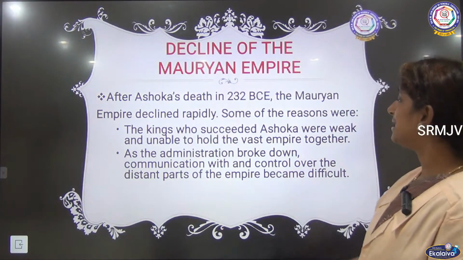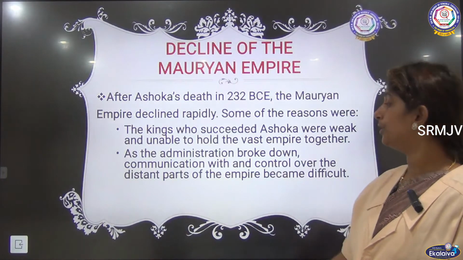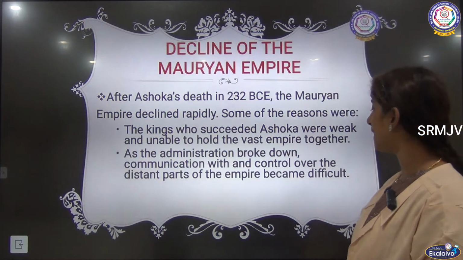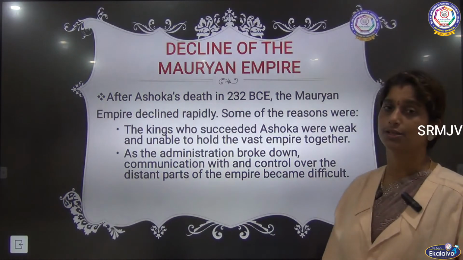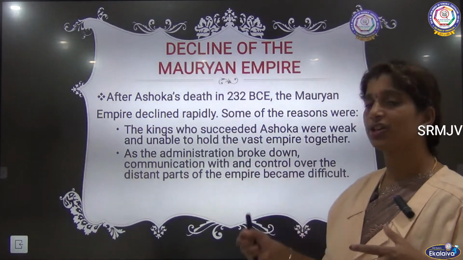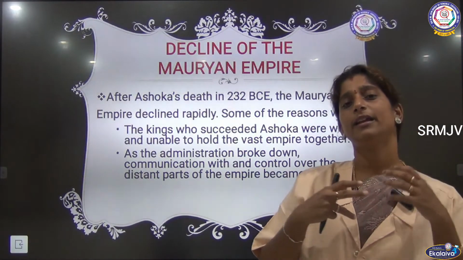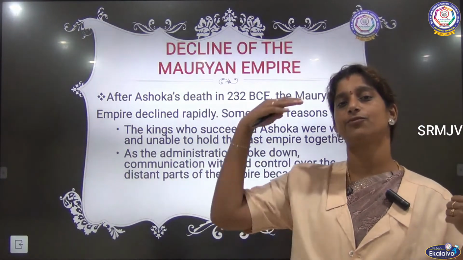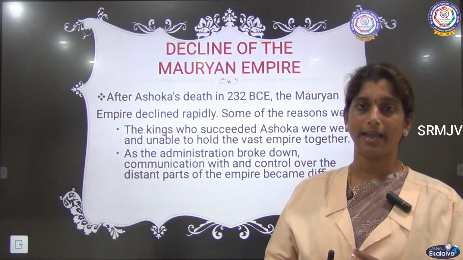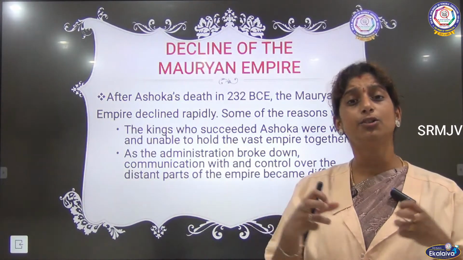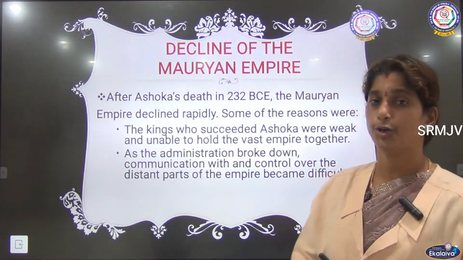And then as the administration broke down, communication with and control over the distant parts of the empire became difficult. As the administration was not strong, they became weak. It was difficult for them to communicate from one end to the other end of the empire. So the communication stopped, and that is how the control also dropped.